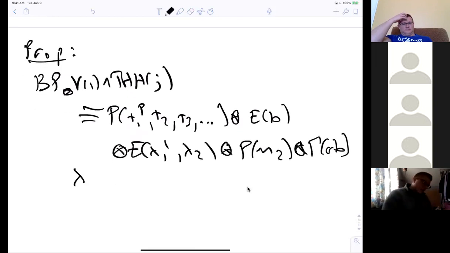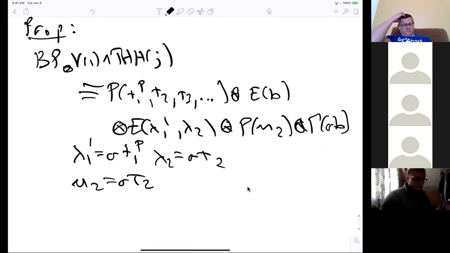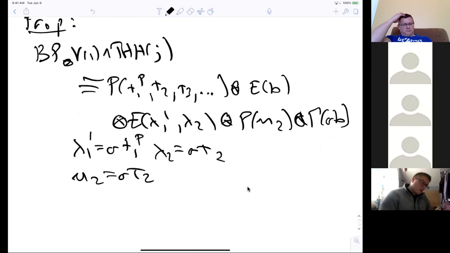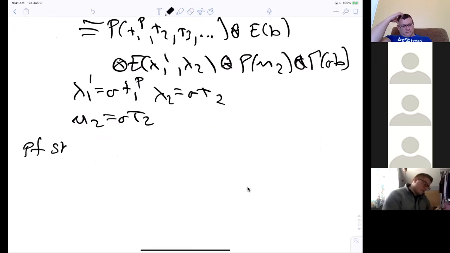So lambda 1 prime is sigma of T1 to the P, and lambda 2 is sigma of T2, and then mu2 is really sigma of tau2, which tau2 doesn't appear here, but that's sort of an artifact of the fact that tau2 is in the homology of J. Okay, so how do you prove that? Let me just do a proof sketch again.